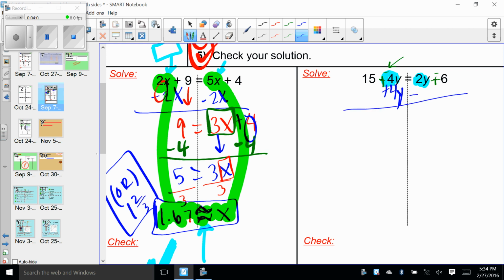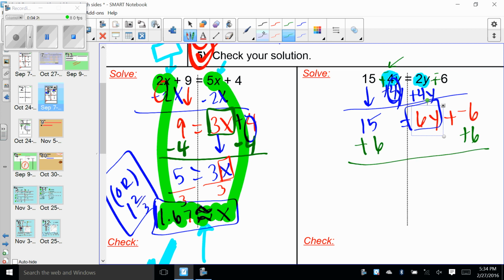Copy, paste. Working left to right, I have 15 equals, on the right-hand side, we have 6y plus negative 6. Hand method kicks in at this step. So the opposite of negative 6 is add 6. Copy, paste. Working left to right then, we have 21 equals. If I haven't used it, drag it down. So we have 21 equals 6y. So multiplication problems, we're going to divide by 6.